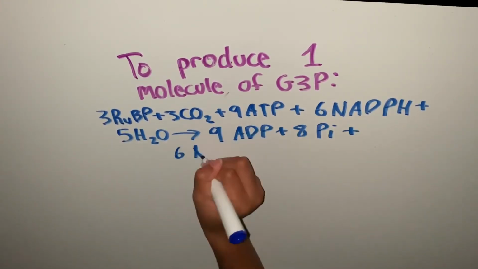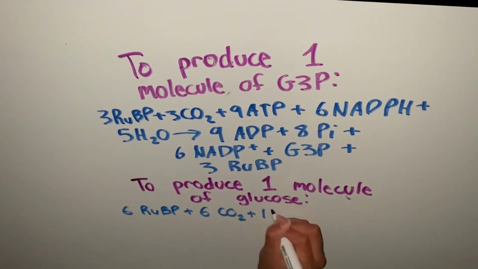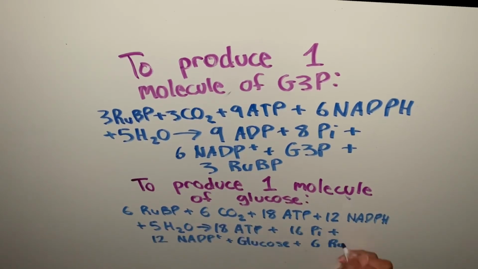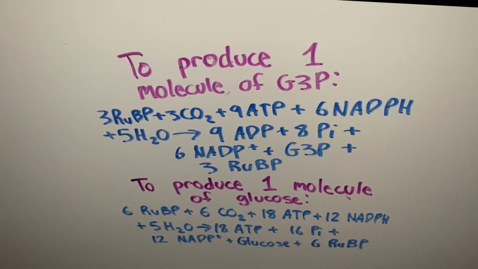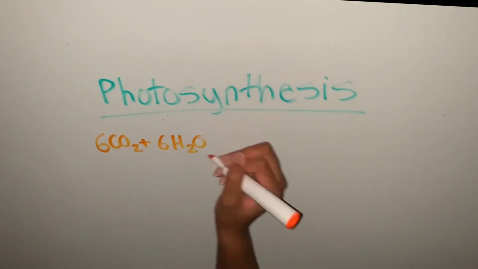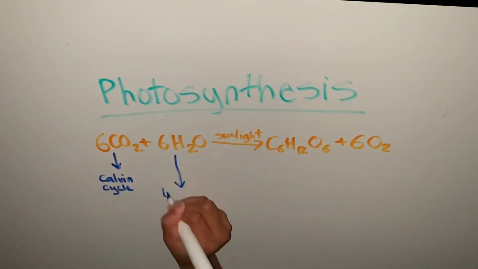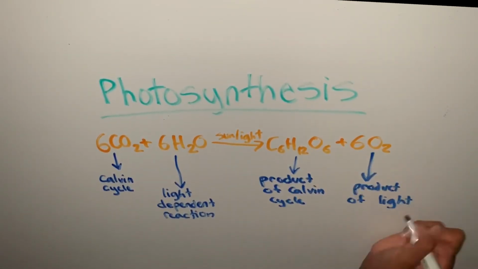If we think back to cellular respiration, we know that 1 glucose is made of 2 G3P. This means that this cycle needs to run twice to produce 1 molecule of glucose. We can see how the reactants and products of photosynthesis results in this expression.